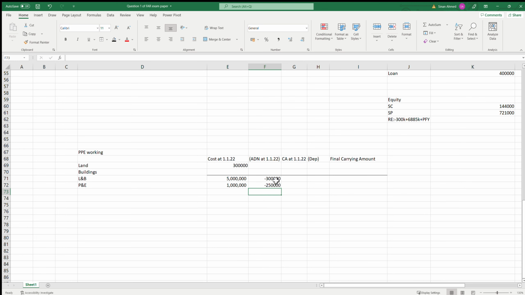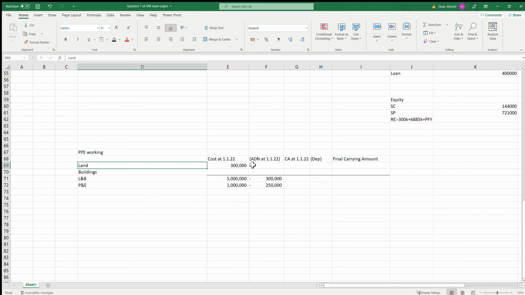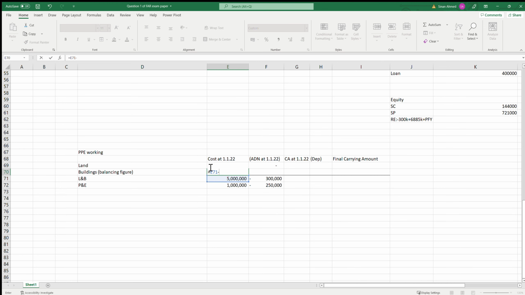Now, what you need to do next is to work out what the buildings is. So the reason why I put the land separately is that we always know land is not depreciated because it has an indefinite useful life. Okay, so what we need to do for the buildings is make balancing figures. So what you can do is you can do the 5 million minus the 300,000, and that gives you 4,700. Okay, and then you do the opposite here.